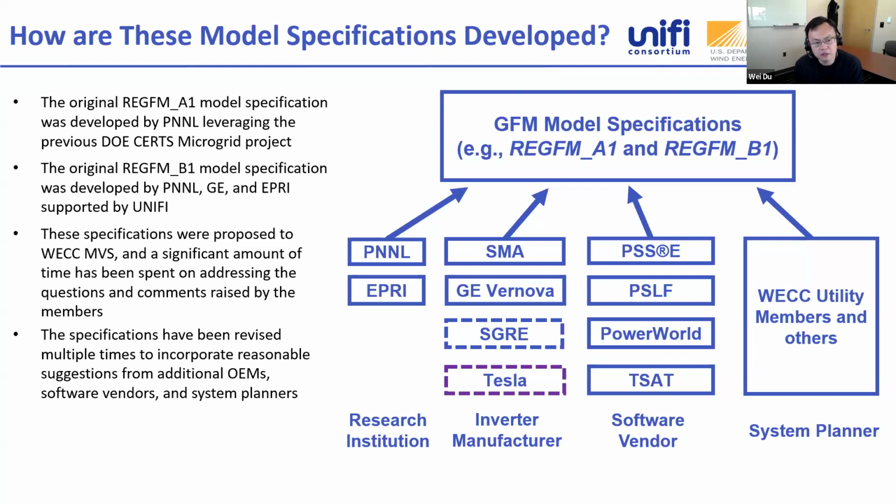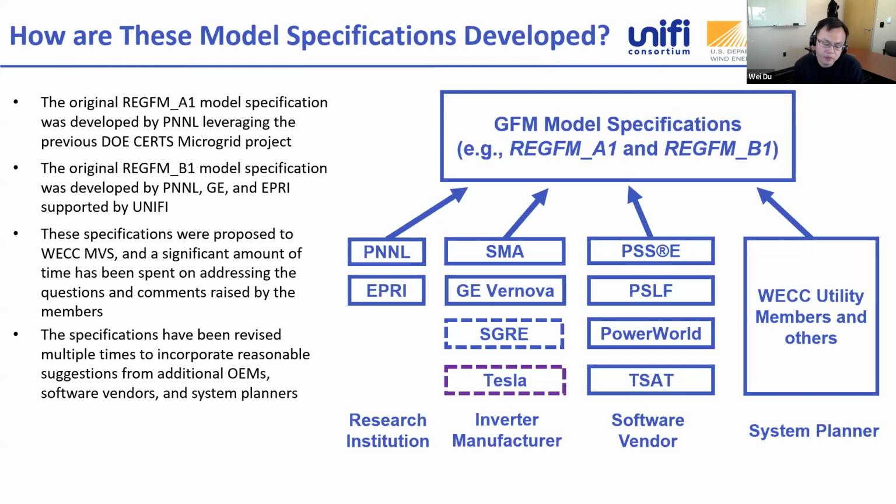For example, for the REGFM A1 model, that was the first model, we leveraged some previous DOE work on microgrids, but we also got some valuable comments from SMA for this model. And for our REGFM B1 model, we got strong support from GE for developing this virtual synchronous machine model.